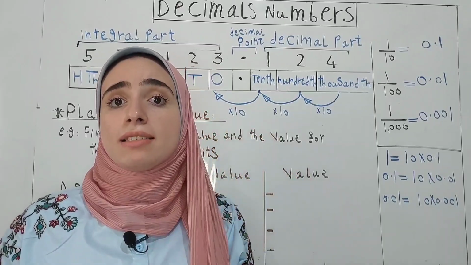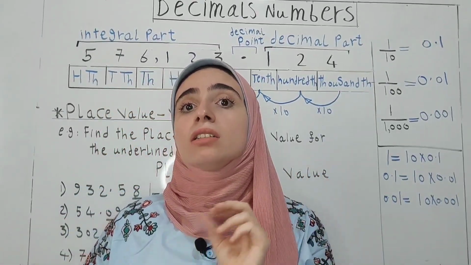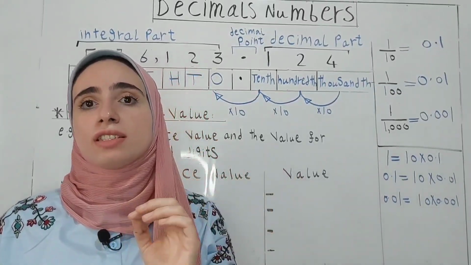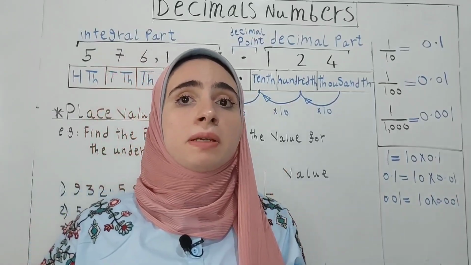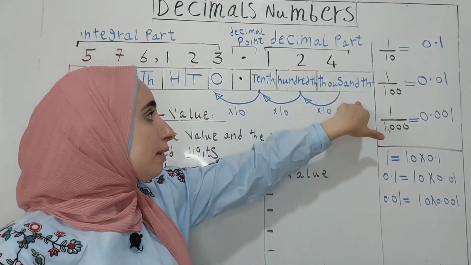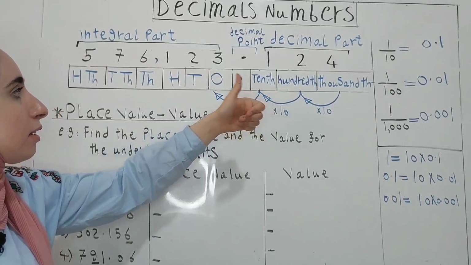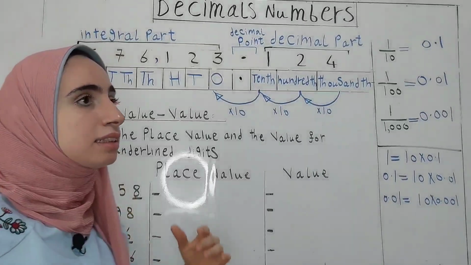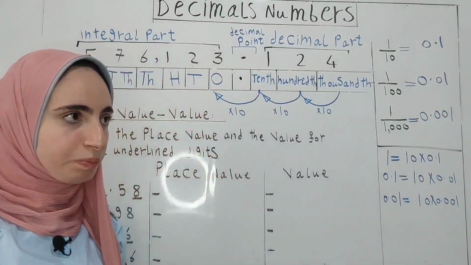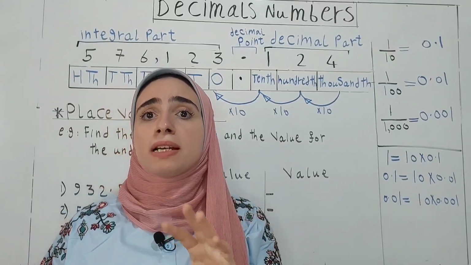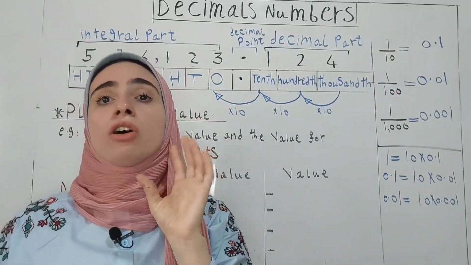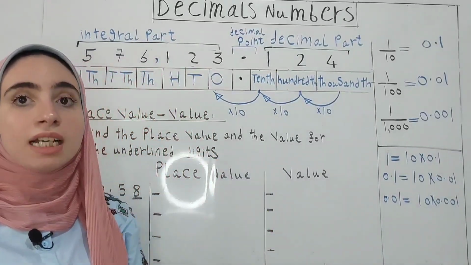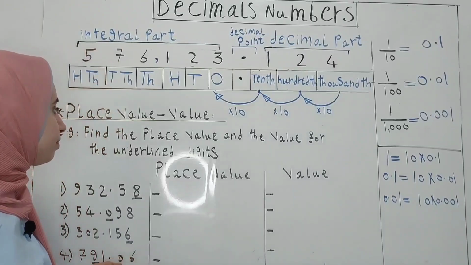The second topic in this lesson is talking about place value and value. Place value is expressed as the position of the digits, where each digit belongs: thousandth, hundredth, tenth, or ones, tens, hundreds, thousands, 10,000, and hundred thousands. And the value is expressed as the actual value of the digit according to its position. Let's take a given example.